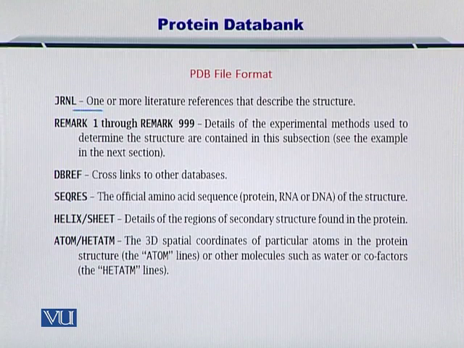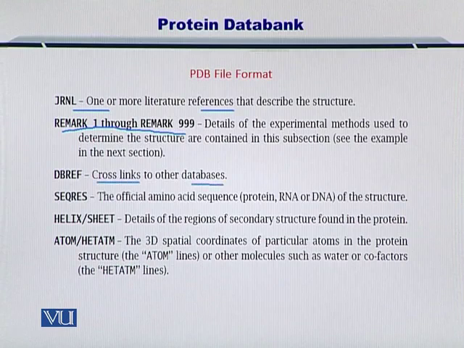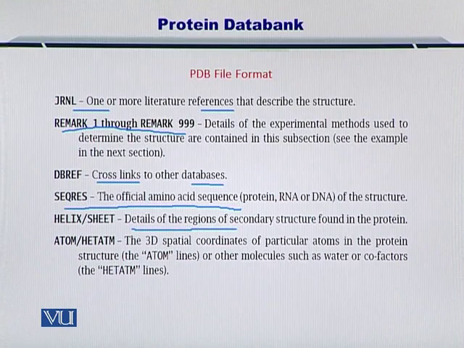Besides these attributes, there is some additional information that is also available. For instance, the journal reference and some remarks about the structure, as well as the cross references to other databases. You can also specify the amino acid sequence as well as the secondary structure that is there from the sequence. Lastly, and most importantly, the atom positions.